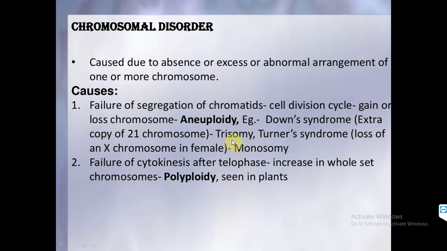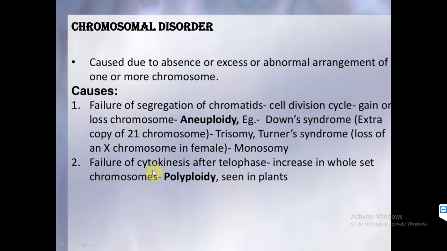Now Turner syndrome, there is a loss of an X chromosome in female, that is monosomy. If the original condition is that two are present in pair, X and Y or X and X, so there are two. But if the condition increases, that is tri, and if from 2 the number is decreased, it is mono. So mono is for 1 and tri is for 3. So there is a change, increase in the case of Down syndrome, trisomy, and decrease in the case of Turner syndrome, monosomy. The second reason is the failure of cytokinesis after telophase.